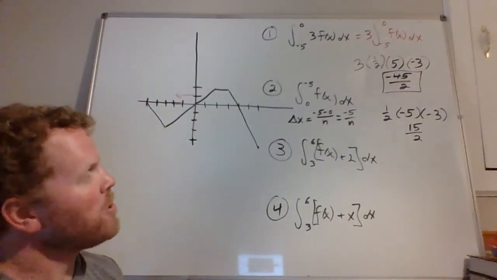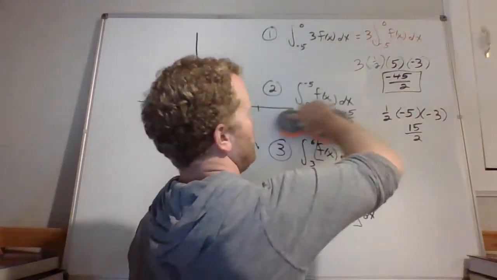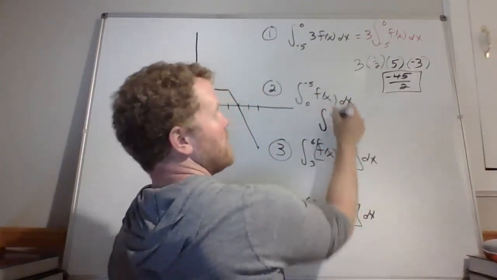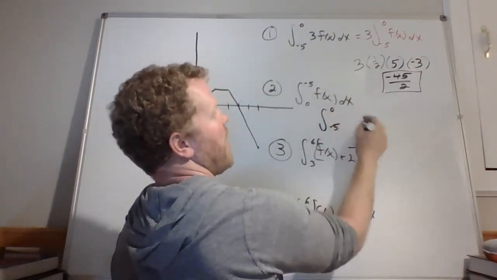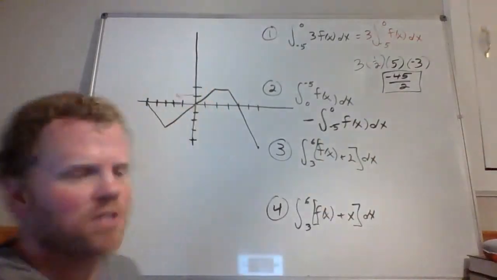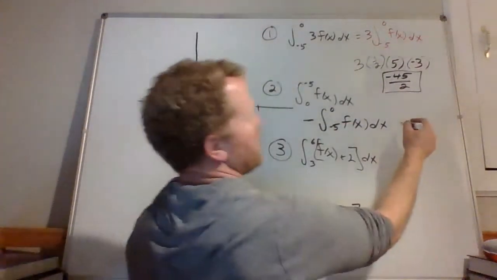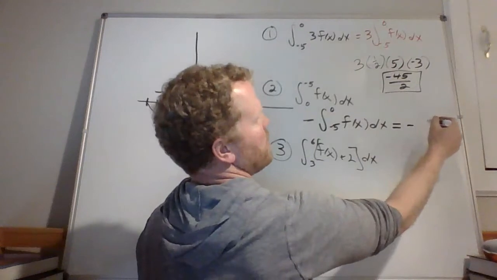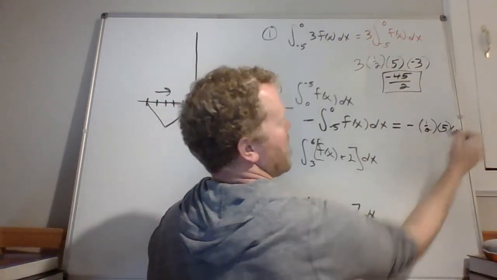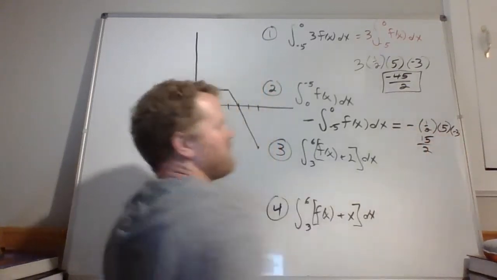So what other people like to do instead when they do this problem is they just say, I'm going to reverse the limits, put 0 on the top, -5 on the end, and just make the answer negative. So I'm going to flip it, and I'm going to go left to right like a normal person. There's my negative. 1/2 base, which is 5, times height, which is -3. Negative times negative still gets us positive, and we get 15/2.